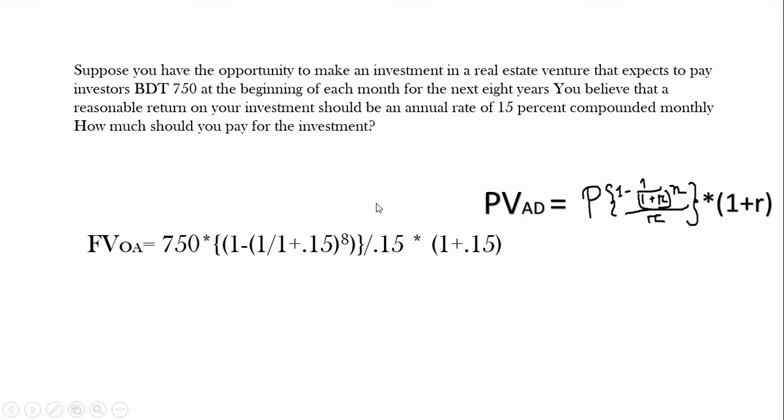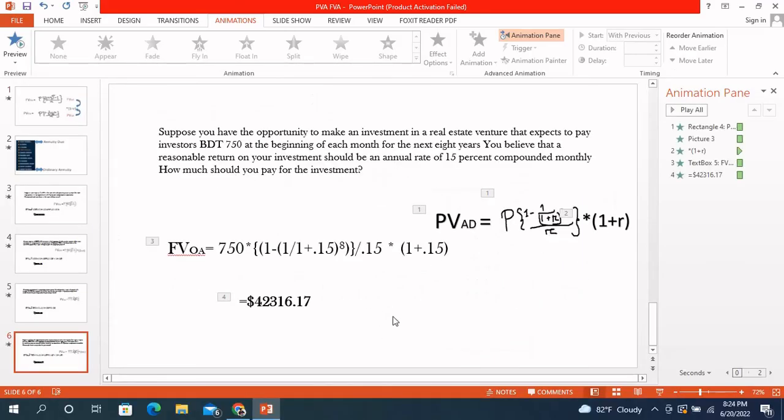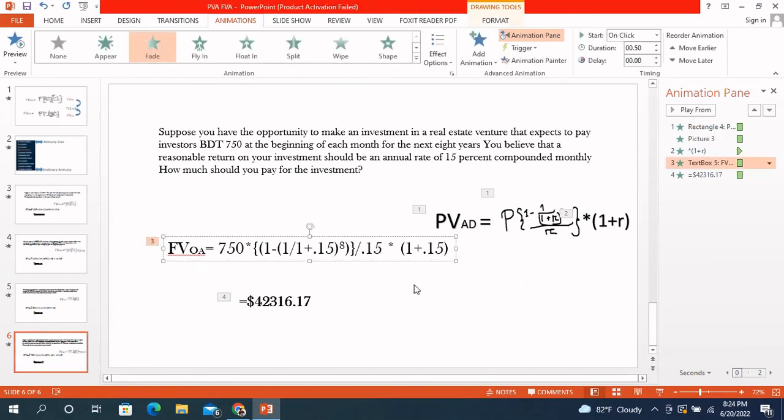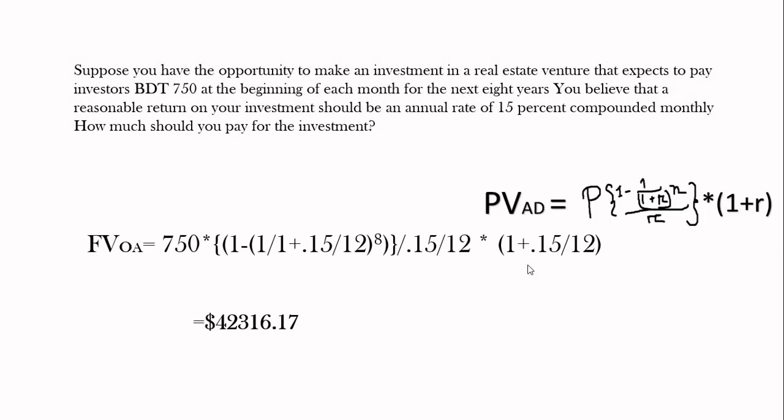So I think that I have made a mistake here. Let's clear it out. Like 15 divided by 12. See, I made a mistake here. Again 15 divided by 12. 1 plus 15 divided by 12. Okay, so the result would be 42,316.17. I'm sure that the result is not wrong.